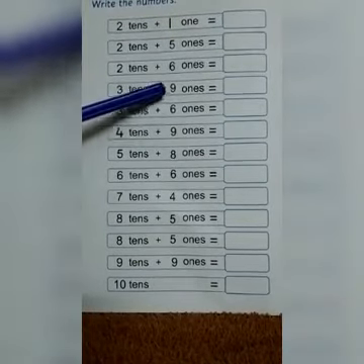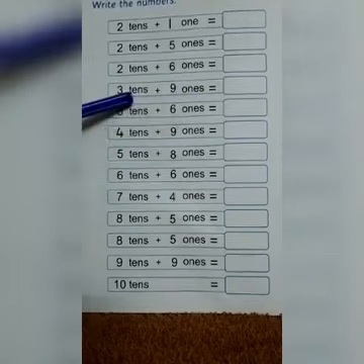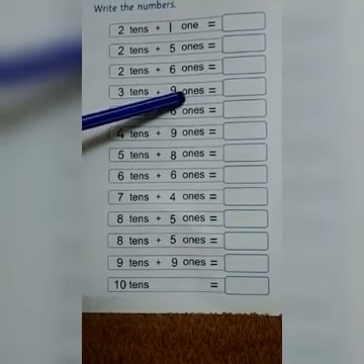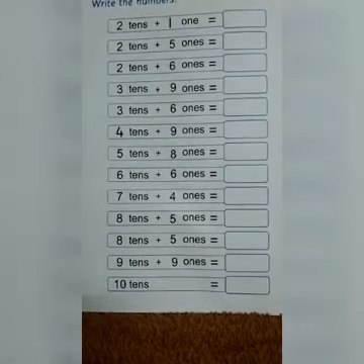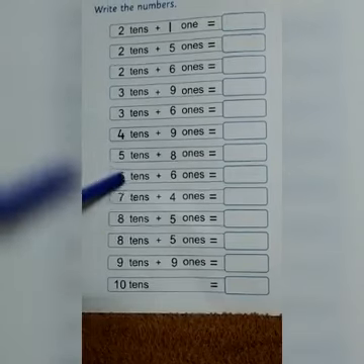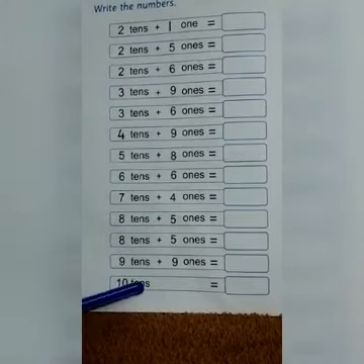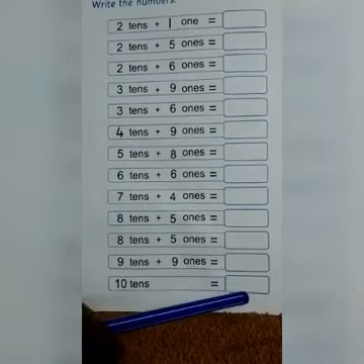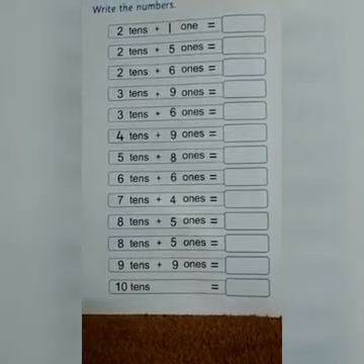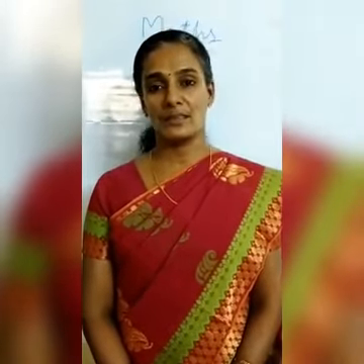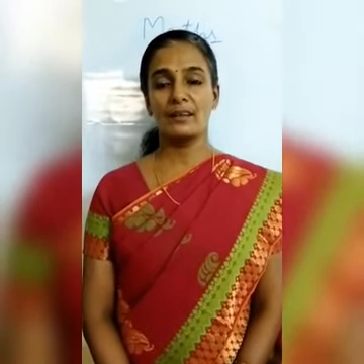3 tens plus 9 ones, 30 plus 9, 39. Like that you have to find out all these and write the numbers here. Okay? Like this, you have to study today's topic.